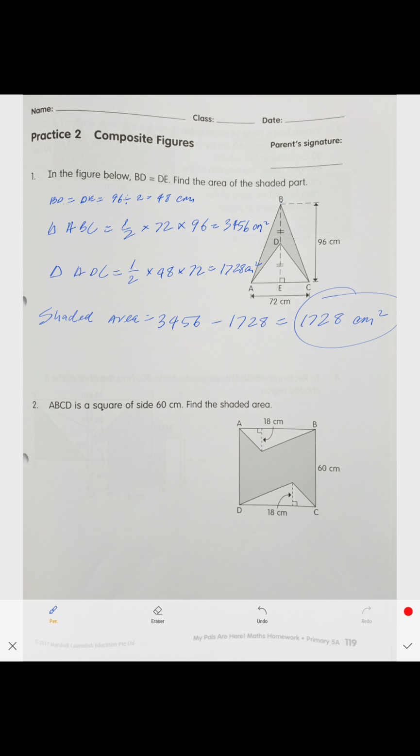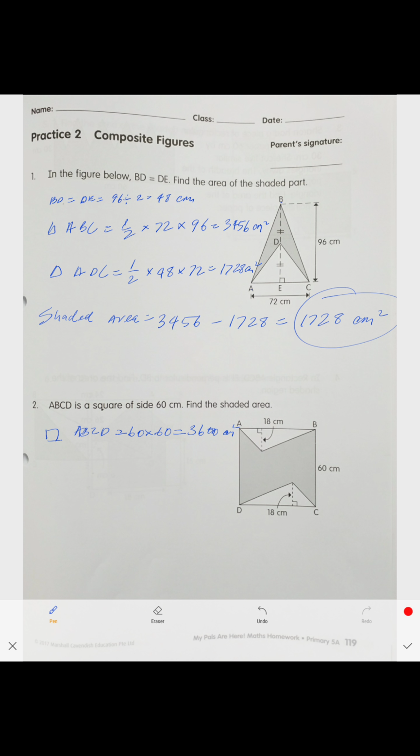Find the shaded area. You can see that you can find the shaded area by subtracting these two small white triangles from the whole square, right? And they tell us that ABCD is a square with the side of 60 centimeters, right? So the first thing is the square. ABCD is 60 by 60, right? So it is 3,600 square centimeters. Right, now we need to find our identical triangles. The height is 18, they tell us, and the base is the side of the square, which is 60, right?